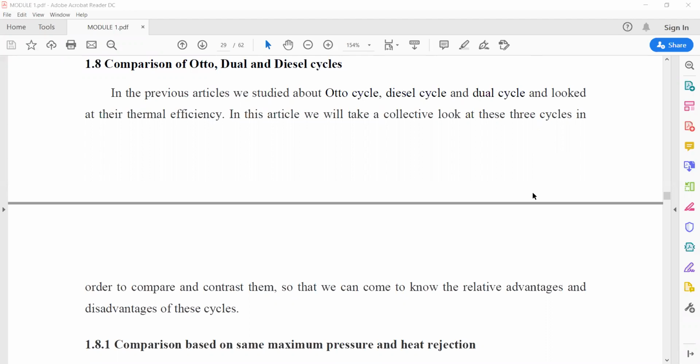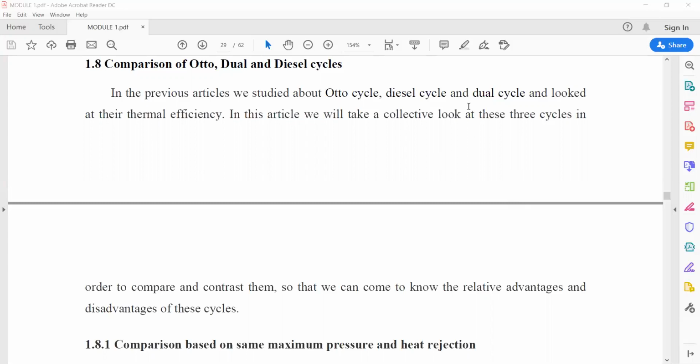In today's lecture, we will see the comparison of Otto, diesel and dual cycles. In previous lectures, we have seen the assumptions made in the analysis of air standard cycles, and the derivation of air standard efficiency of Otto cycle, Carnot cycle, diesel cycle and dual cycle. In continuation with that, today we will see the comparison between Otto, diesel and dual cycle, and under the various conditions which cycle has more efficiency.